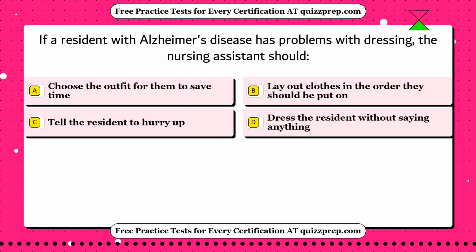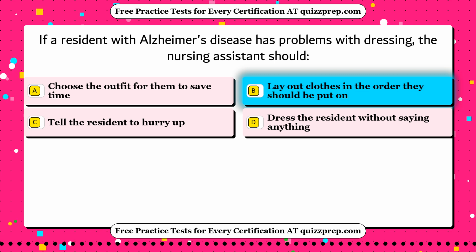Question 61. If a resident with Alzheimer's disease has problems with dressing, the nursing assistant should: Option A. Choose the outfit for them to save time. Option B. Lay out clothes in the order they should be put on. Option C. Tell the resident to hurry up. Option D. Dress the resident without saying anything.